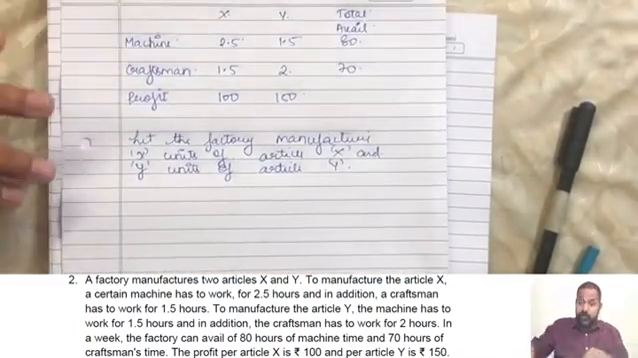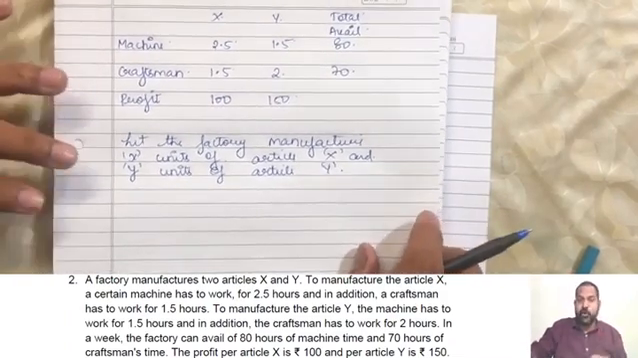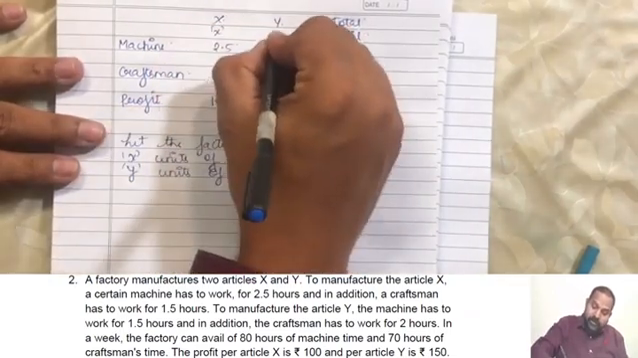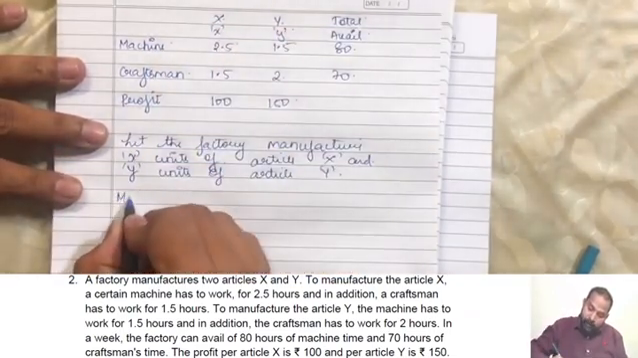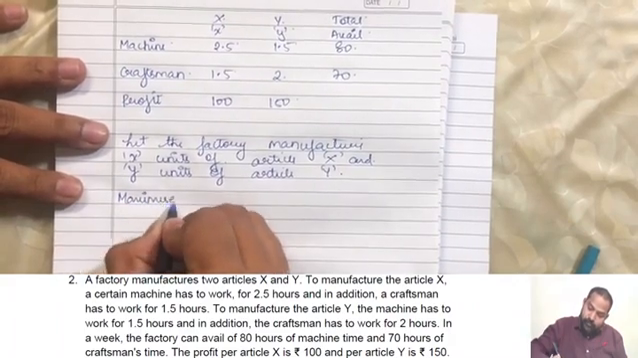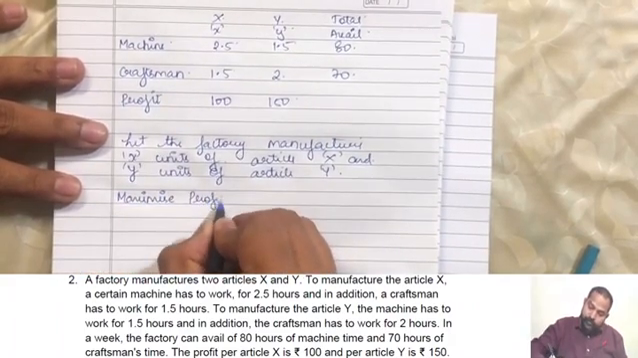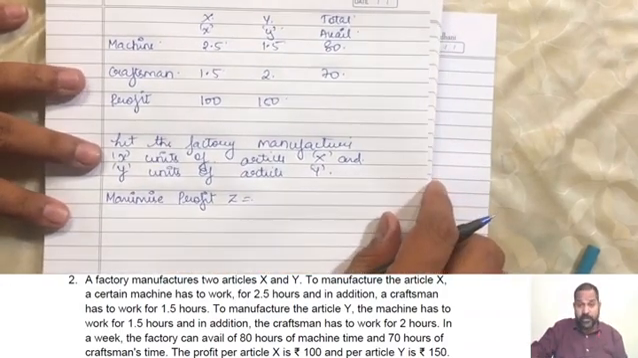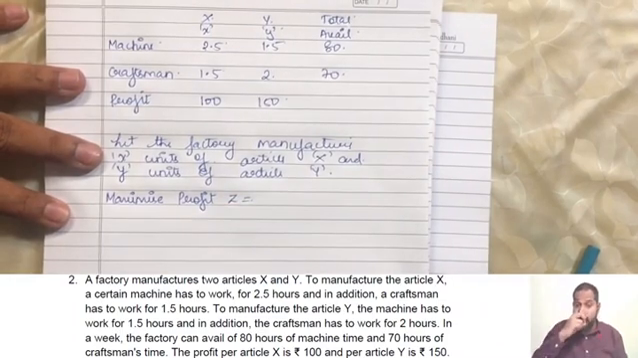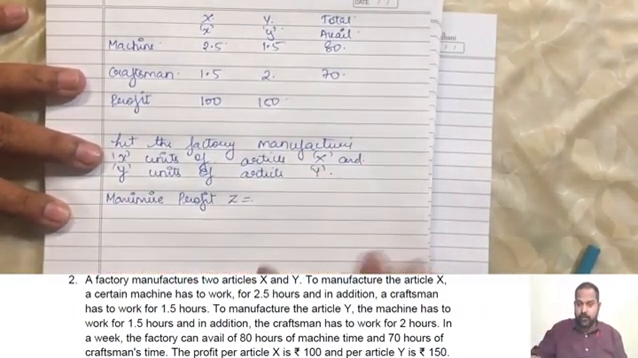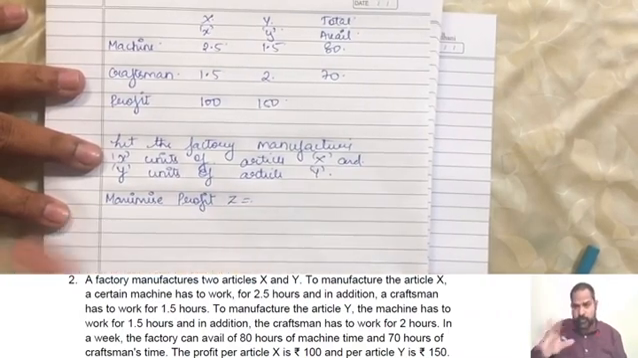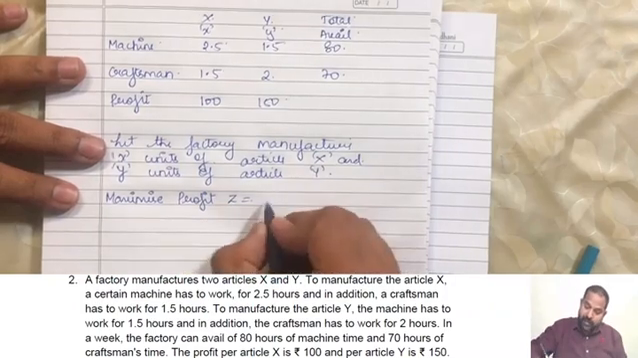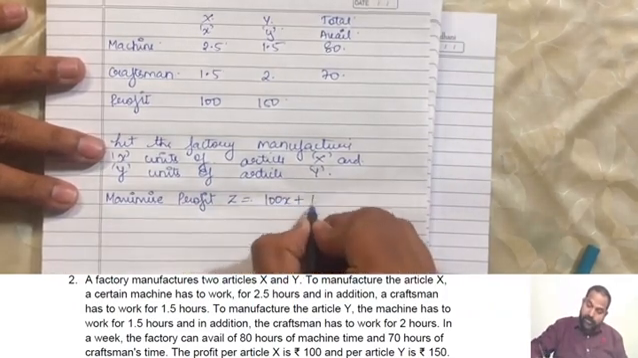After having done that, the first thing that you will write is your objective function. Profit always has to be maximized. So I'm going to say maximize your profit Z. What is the profit Z? And Z is always and always used for profit function or your cost function. Z is what is always used. Maximize your profit Z. What is that Z? Z is 100x plus 150y.